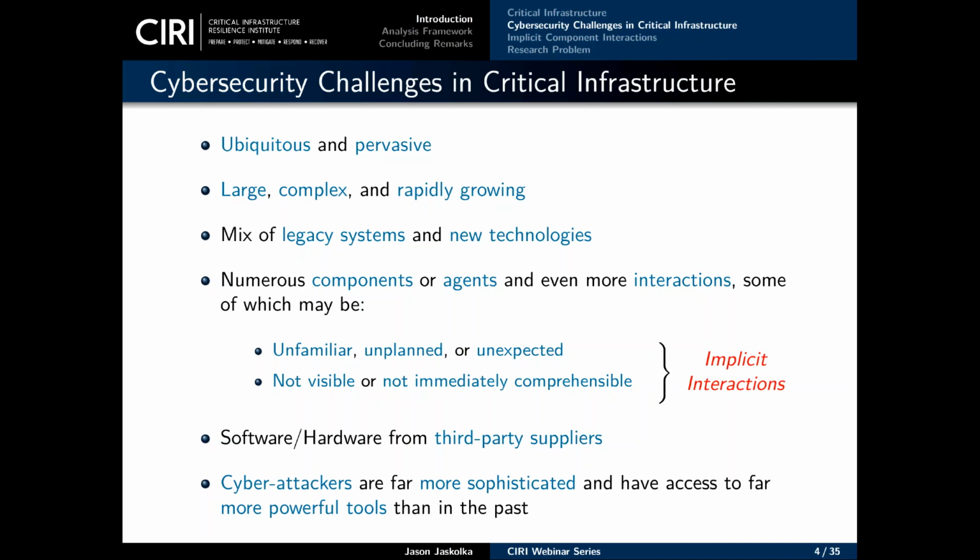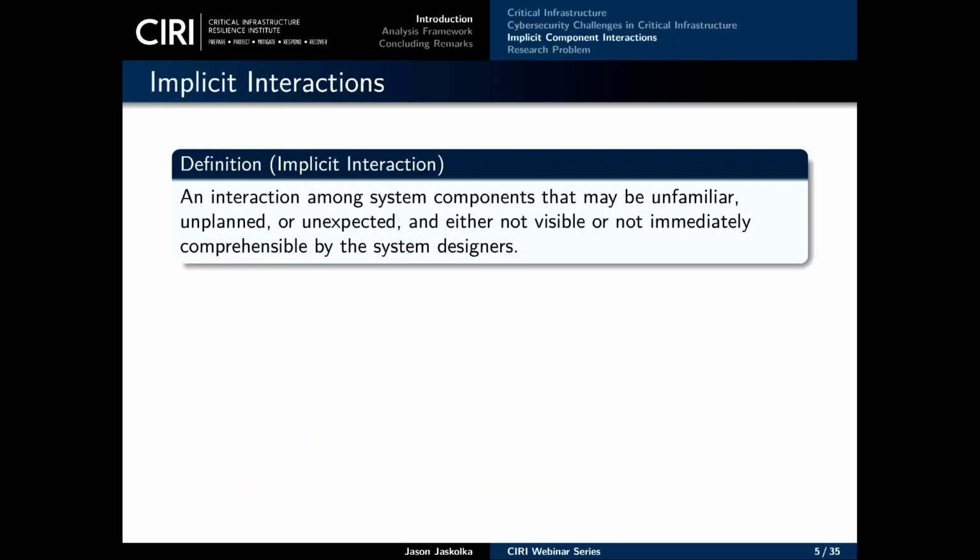So in this talk, we're going to be focused primarily on these unfamiliar, unplanned, or unexpected interactions. These are what we call implicit interactions. An implicit interaction is simply any interaction among the components of a system that is unfamiliar, unplanned, or unexpected, and really that was not intended to be part of the interactions that the system designers had in mind when they developed this system. For lack of a better term, the way you can think about an implicit interaction throughout this talk is that it's really a backdoor. It's a vulnerability in the system that indicates some kind of unforeseen design flaw that allows for these interactions to exist.